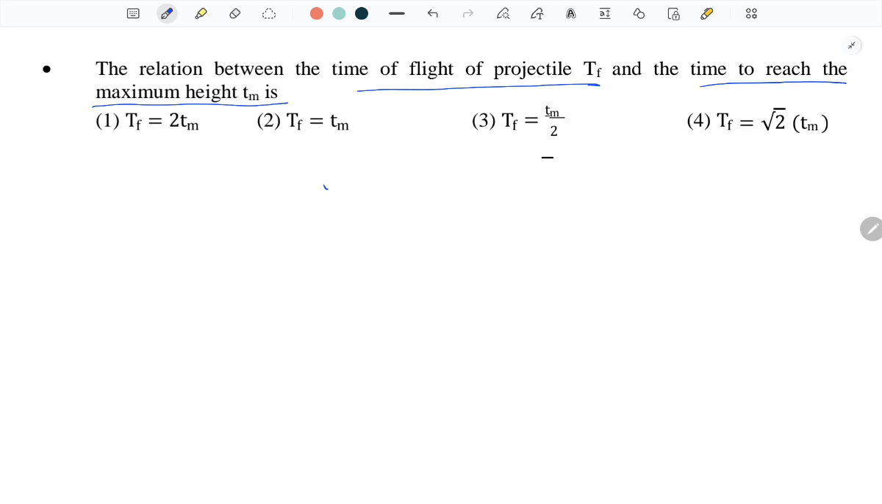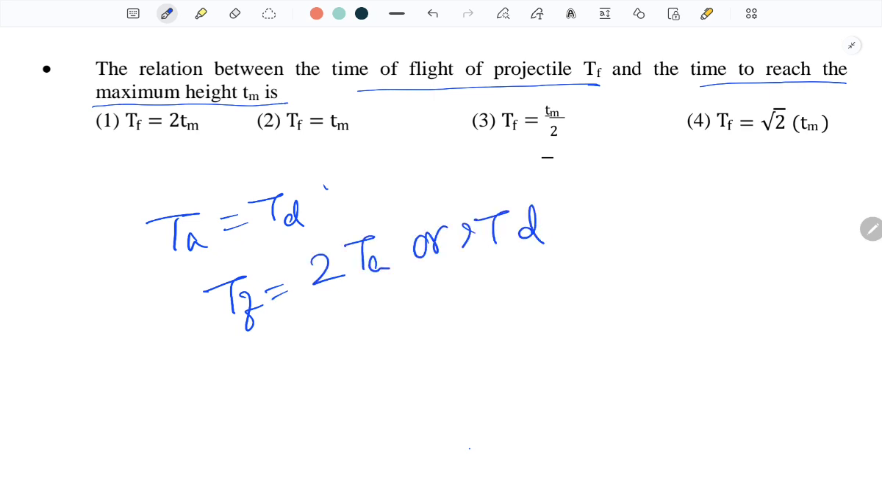So Tf, time of flight. We know that time of ascent is equal to time of descent, neglecting air resistance, and time of flight is nothing but 2 times the time of ascent or 2 times the time of descent. So clearly here he has told this thing as Tm, so the answer is Tf is equal to 2 Tm.